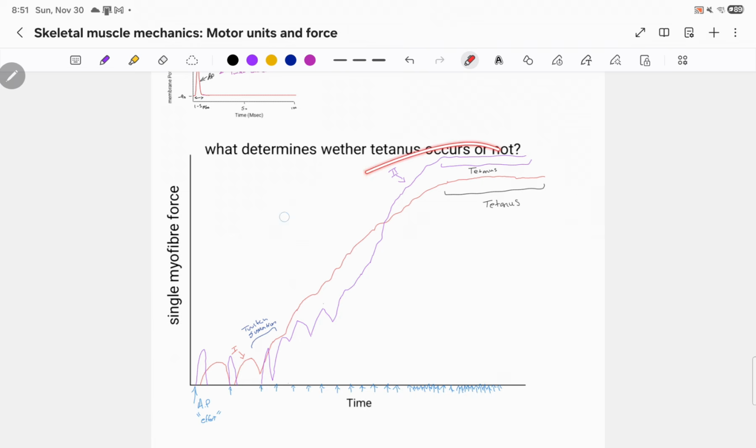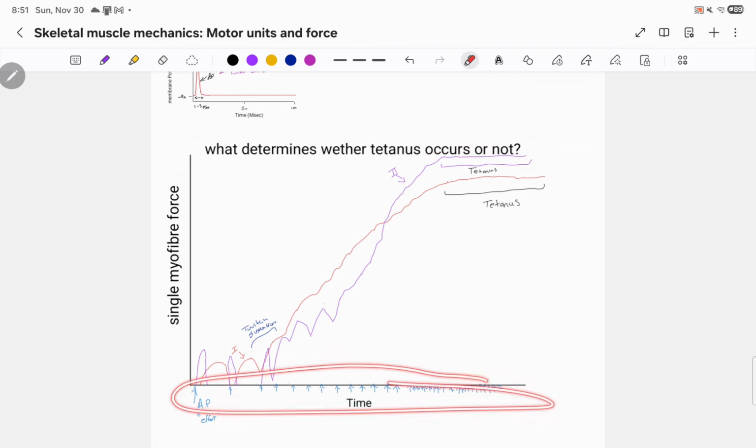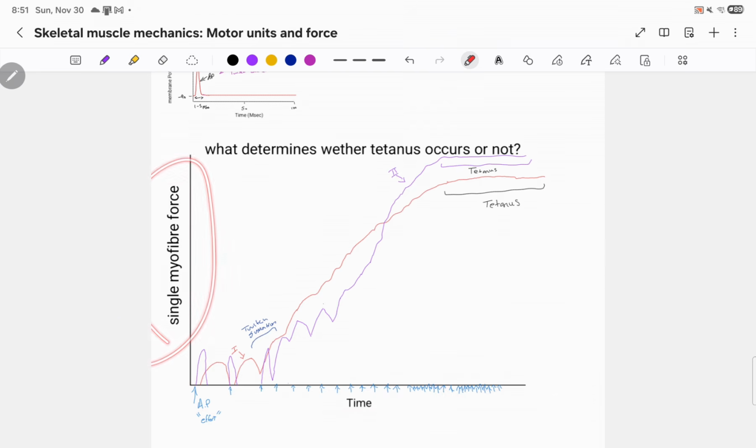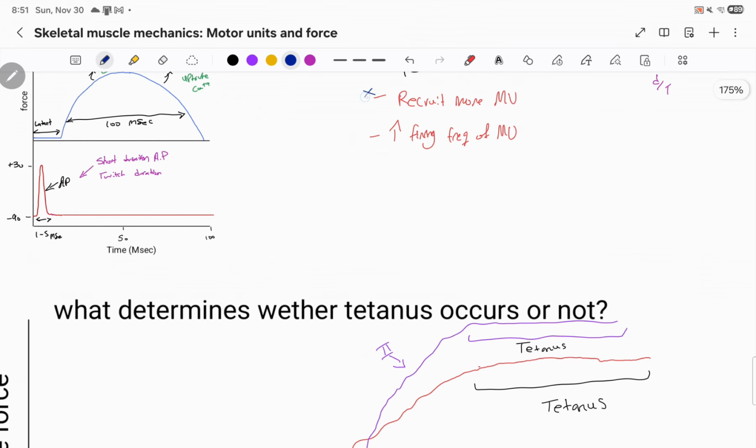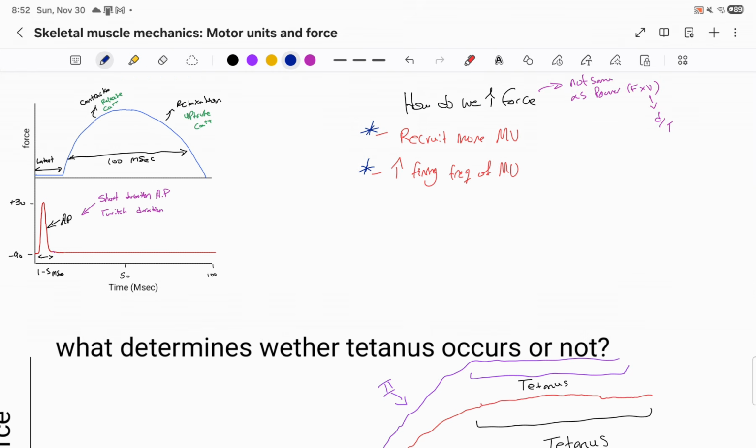So this diagram of a tetanic contraction, what does it tell you? It tells me that if I increase my motor neuron firing frequency, then I am going to increase force production at the myofiber level. And so one way that I can increase force, all right, is either by recruiting more motor units or by increasing the firing frequency of motor units, okay? These two are what you can control. You have voluntary control of this, okay? This is central nervous system control of your actual force production.